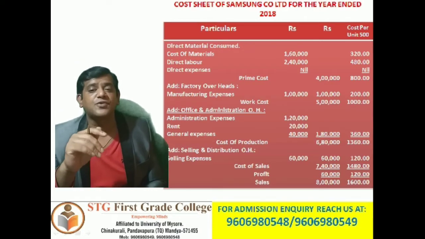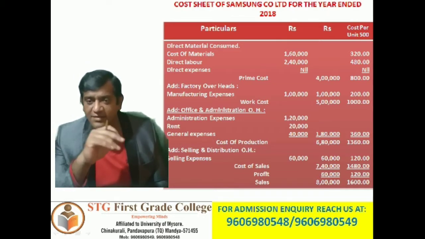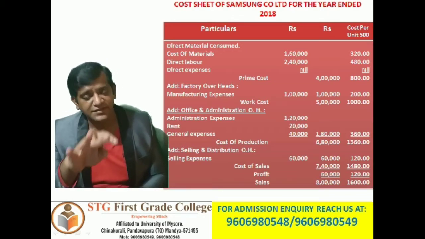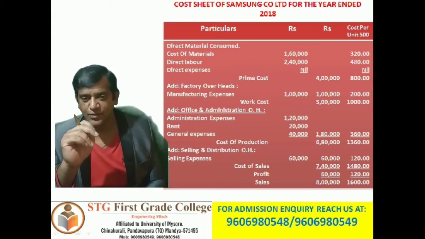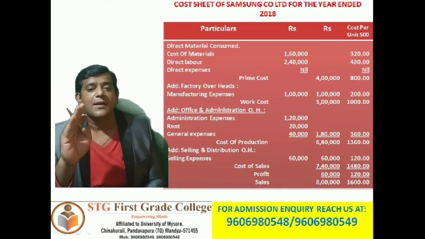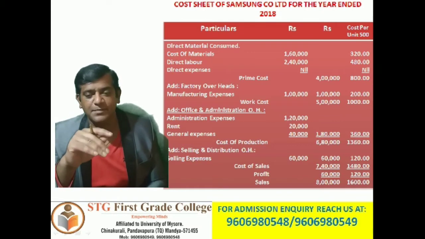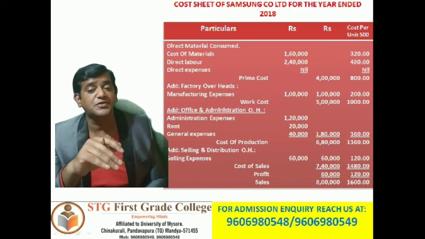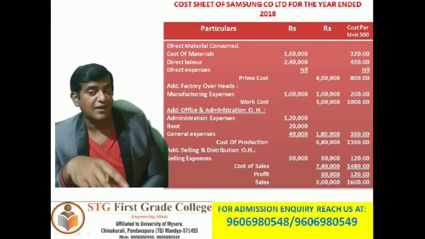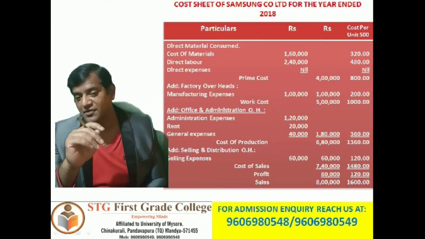Then direct labor 2,40,000, so 480 in the last column. Direct expenditure, that is nil, so nil on both sides. Now total it, you get a prime cost of 4 lakh and 800 per unit. Next, add factory overheads, manufacturing expenses, that is 1 lakh. So 1 lakh divided by 500, 200. When you add it to prime cost, you get a work cost, that is 5 lakh rupees. 5 lakh divided by 500, that is 1,000 per unit.